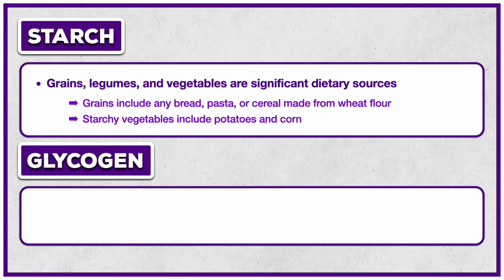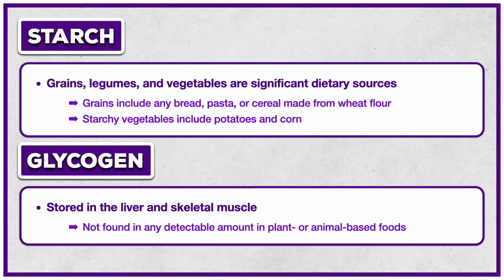Some additional information about starch I want you to know is that grains, legumes, and vegetables are significant dietary sources. Grains include any bread, pasta, or cereal made from wheat flour, and starchy vegetables include potatoes and corn. Then, regarding glycogen, I want you to know that it's stored in the liver and skeletal muscle and is not found in any detectable amount in plant or animal-based foods. The animals we eat have glycogen when they're living, but it rapidly dissipates as soon as the animal dies.